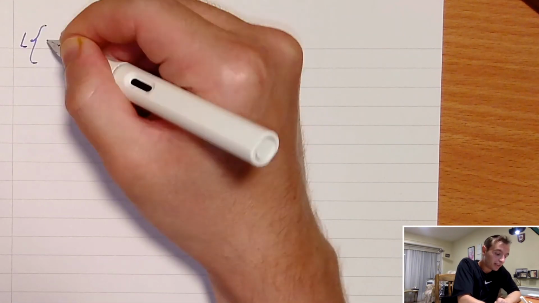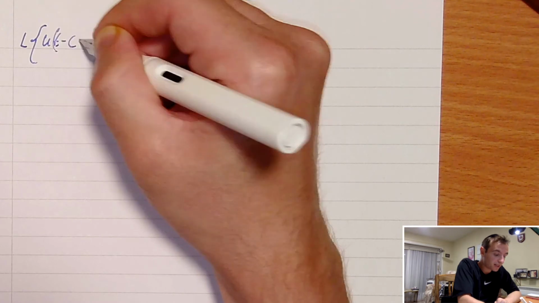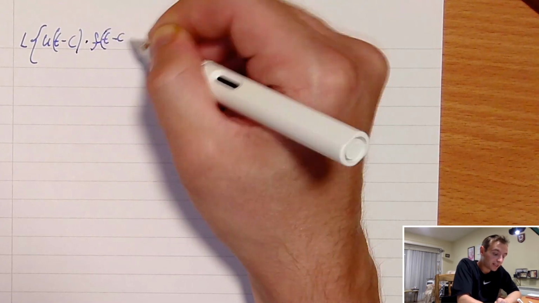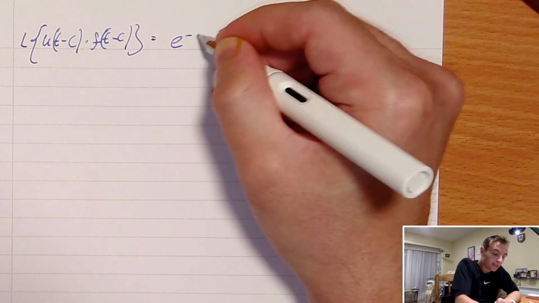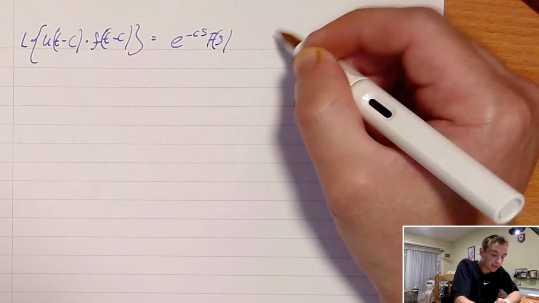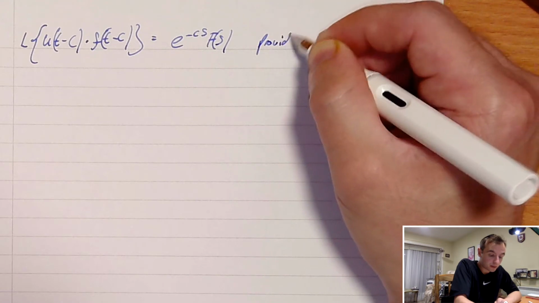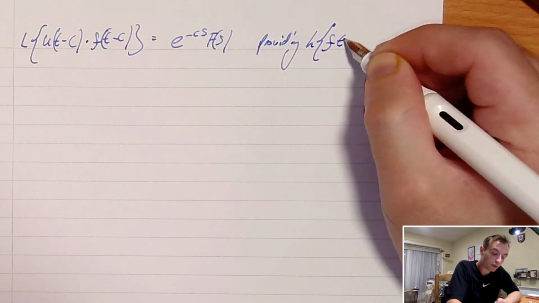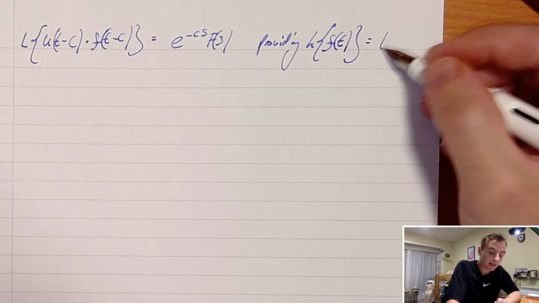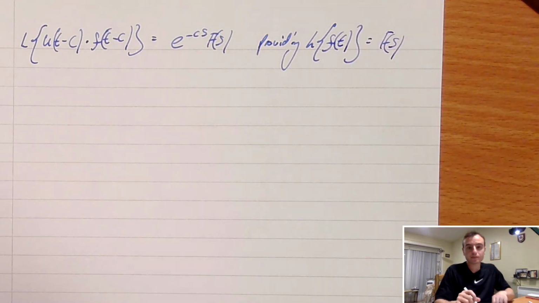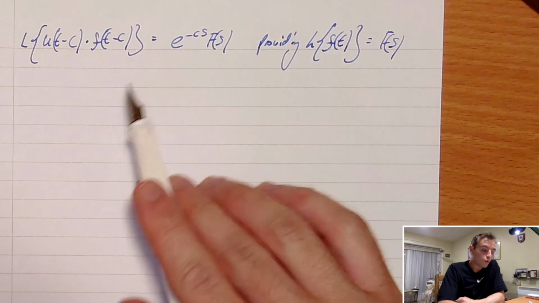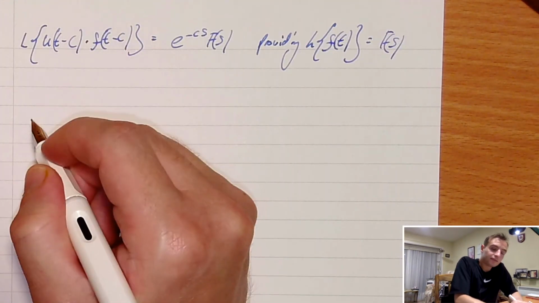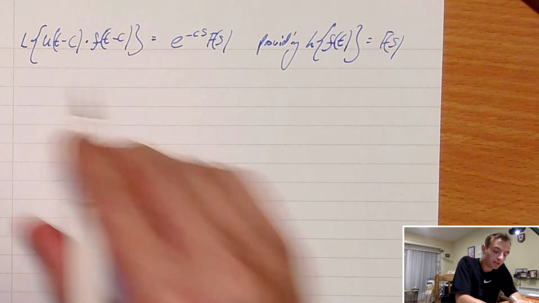Now, the second shift theorem, as we've done before, states that the Laplace transform of u(t minus c) times f(t minus c) equals e to the minus cs F(s), providing, of course, that the Laplace transform of f(t) equals F(s). Now, we can say this in reverse. It may seem a little bit convoluted, but you'll see why it's important to do this in a second.